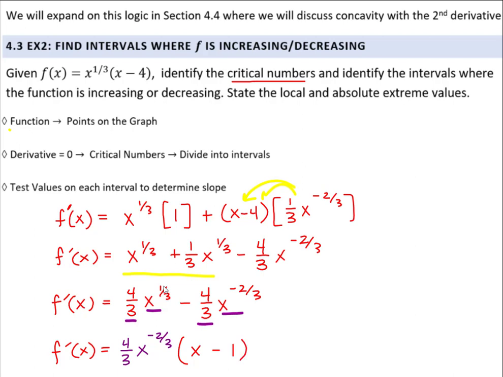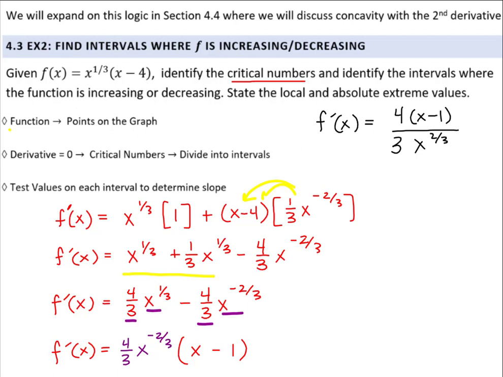So I'm going to come up here, I'm going to rewrite my derivative. I'm going to clean that up. This is 4 times x minus 1 slides into the numerator. 3 was already in the denominator, and then the x to the negative 2/3, I'm going to put that in the denominator and make it a positive 2/3. So that is my derivative. I always encourage you to pause and make sure that you are right on track with my work.